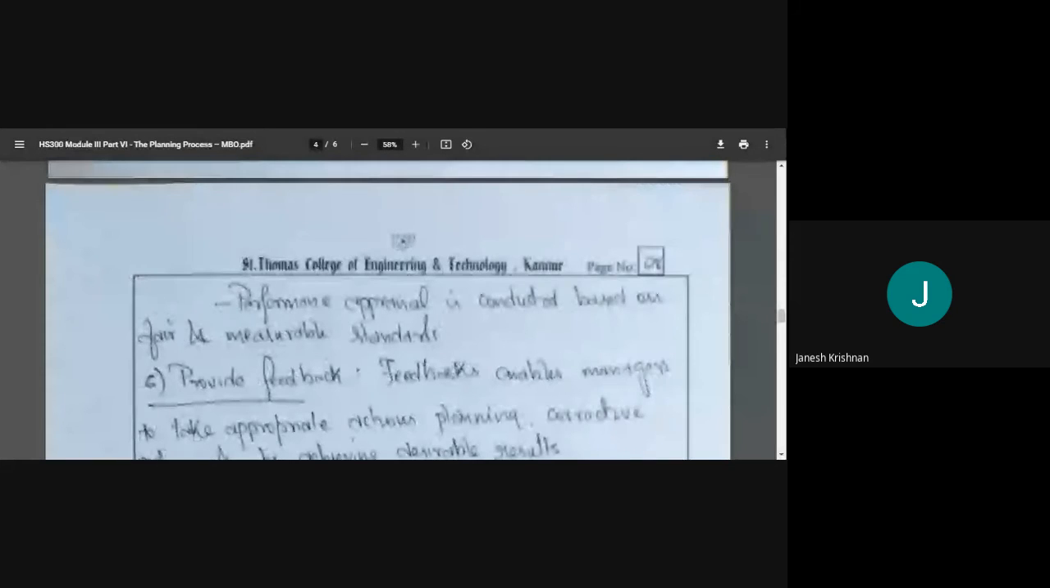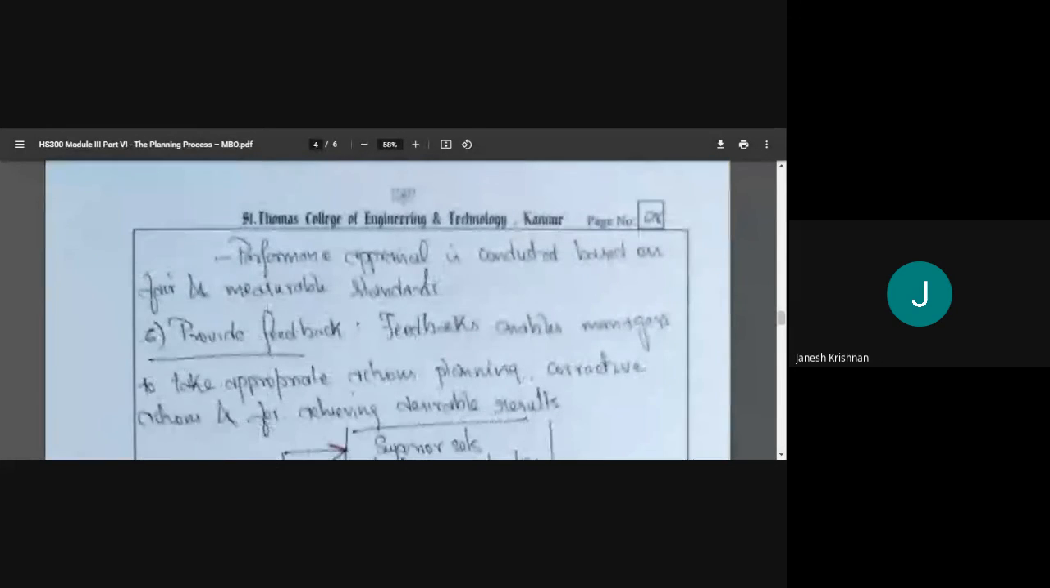Okay, yeah. This is management by objectives, its features and advantages and all. We'll see in the next class. Okay, so let me know if you have any doubt.